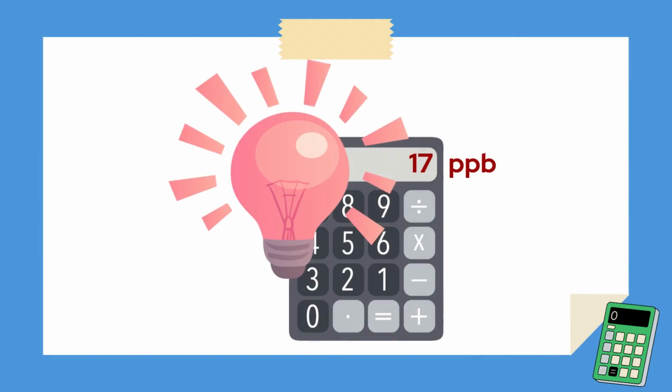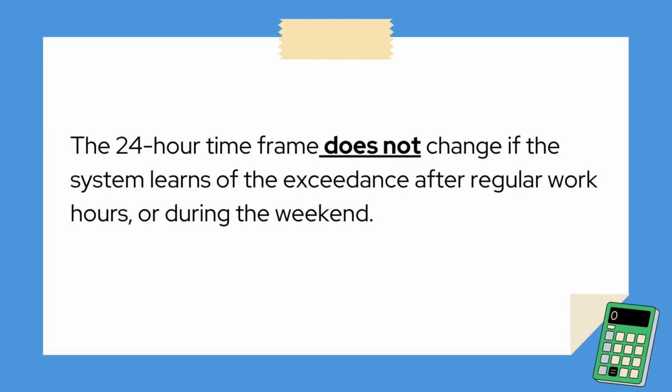As soon as a system learns that they have exceeded the lead 90th percentile, the public notice requirement is triggered, and the public water system has 24 hours to distribute their notice. This 24-hour time frame does not change if the system learns of the exceedance after regular business hours or on weekends. It is always 24 hours from the time the exceedance is identified.